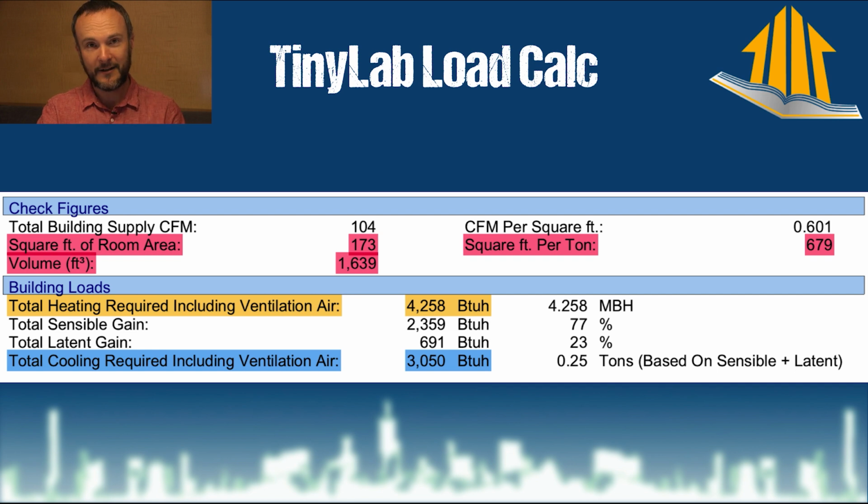A ton of air conditioning is 12,000 BTUs per hour. So I'm at a quarter ton of air conditioning needed for this house. So if I was to make this 679 square feet per ton be 1,500, I would take my cooling required down to, let's just say that I multiply the square feet per ton by 3, and I cut my cooling required by 3 as well. So now I'm at 1,000. Now I'm at 1/12 of a ton.